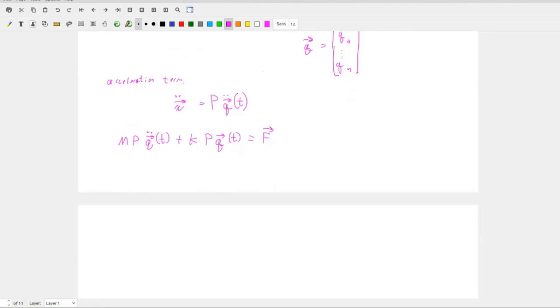We want to convert this into standard form. Not actually an easy thing to do right now, right? So what we're going to do is multiply. To convert to standard form, multiply P transpose through the entire equation.